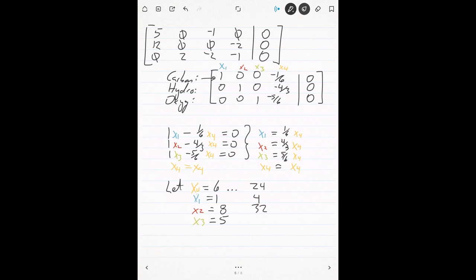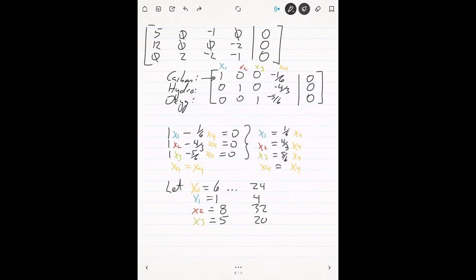And then 24 times 5/6, I think that would be 20. So really, this would be equivalent to this. You get the same amount, right? Or you get the same balance. You have different amounts of compounds, but you get one side equaling the other side. You still have a balanced equation.